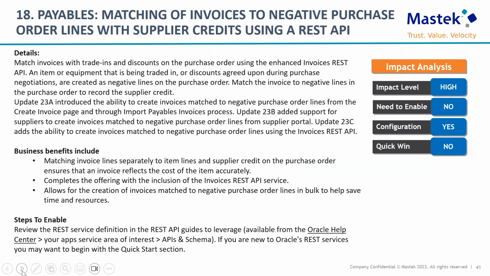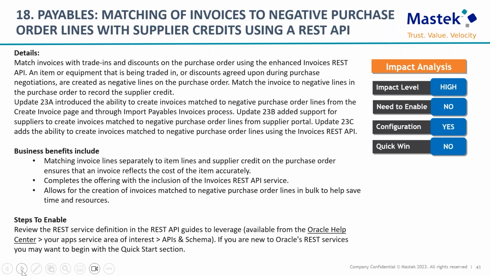Next feature is from the payables area, which is matching of invoices to negative purchase order lines with supplier credits using a REST API. If any item or equipment is traded in, discount agreed upon, purchase negotiations are created as negative lines on the purchase order, we can match that invoice to negative lines in the purchase order to record the supplier credits.